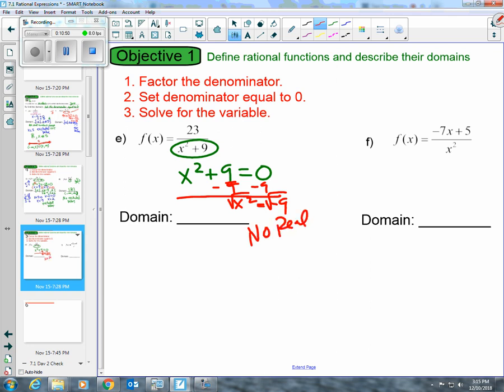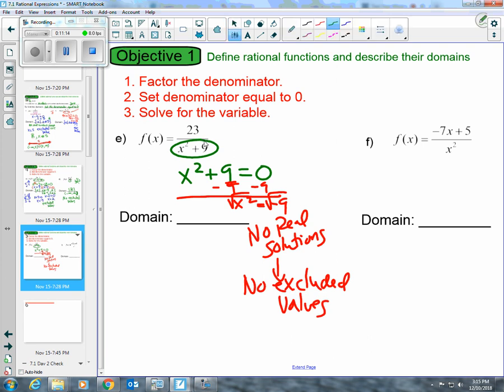What does that tell you? Well, if there aren't any real numbers that you can plug in to make this 0, there are no excluded values once again. If we tried to graph this parabola, it doesn't cross the x-axis. There literally are no solutions to this. There's no number I have to worry about plugging in again. So no real solutions, that means no excluded values for us once again. So if there aren't any excluded values, what can you use in the domain? Do you have to worry about anything? Absolutely not. So the domain would be all real numbers once again.